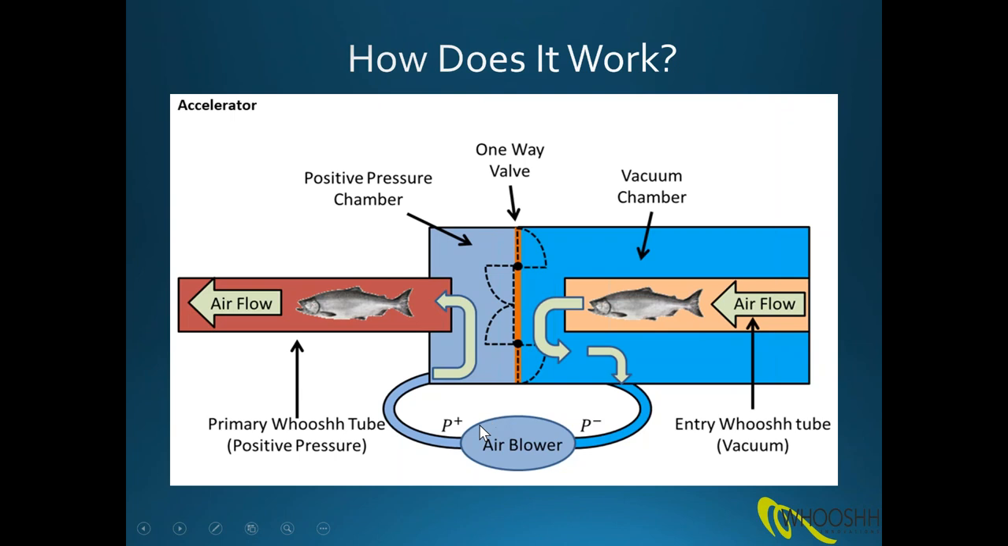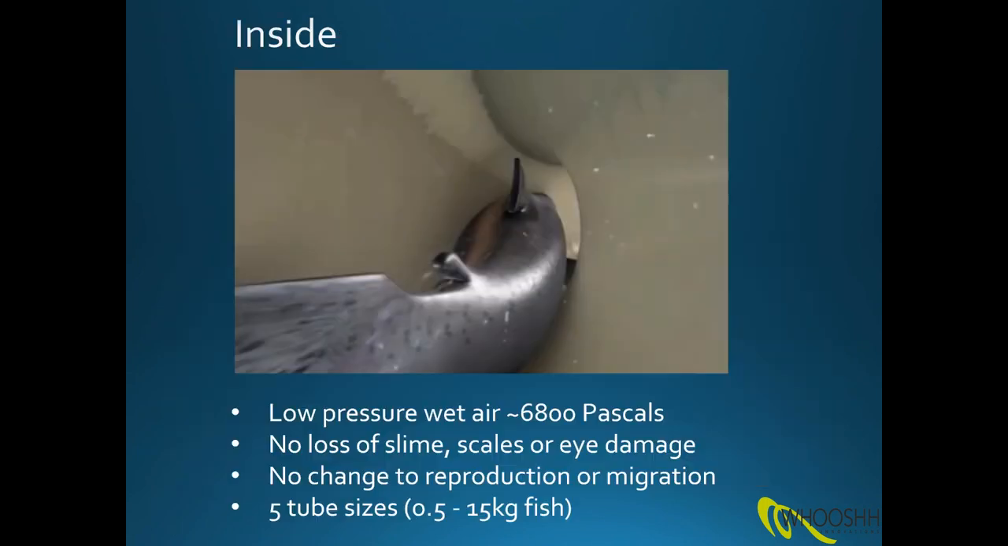Basically, the way it works is an air blower creates a differential pressure from one end to the other, and then positive pressure is created there. Basically, that impels or expels the fish in this hose. This is the inside of the hose. It has a pressure of about 6,800 pascals.